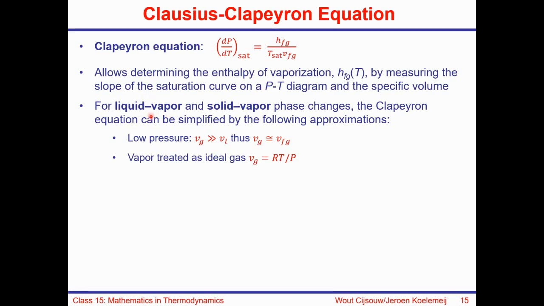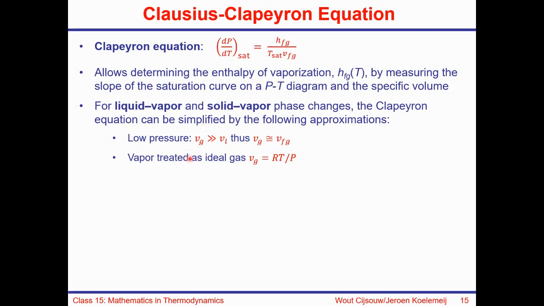specifically for phase transitions to the vapor state. So liquid to vapor or solid to vapor phase changes. In those cases, we can make a couple of approximations to make things simpler. For example, this here is the difference between the specific volume of the gas state minus the specific volume of the liquid state at the phase transition in a mixed state or saturated mixture.